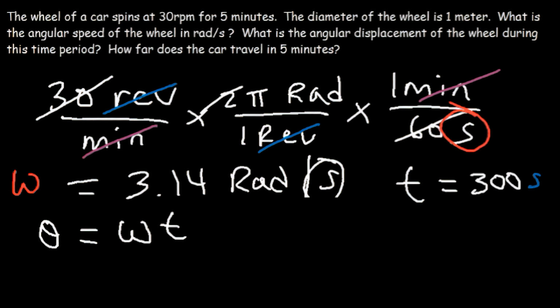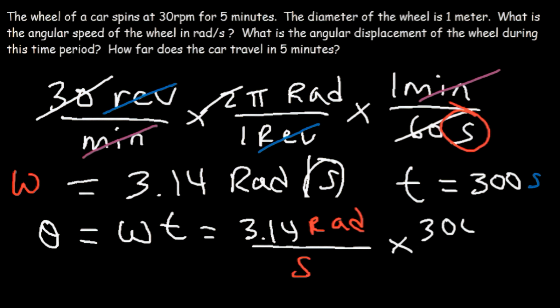So now we can calculate the angular displacement. So it's 3.14 radians per second times 300 seconds. And so we could see that the unit seconds will cancel, which will give us the angular displacement in radians. So it's 3.14 times 300. And so that is equal to 942 radians.